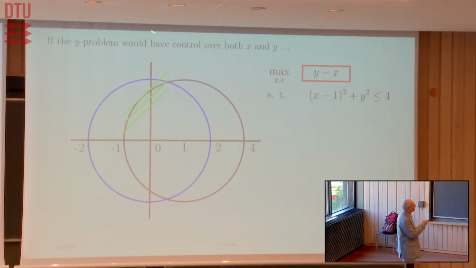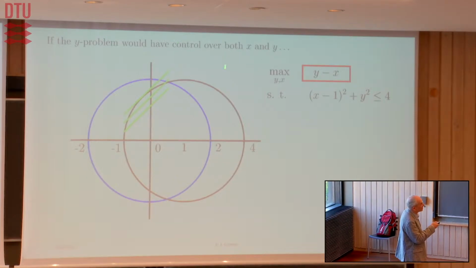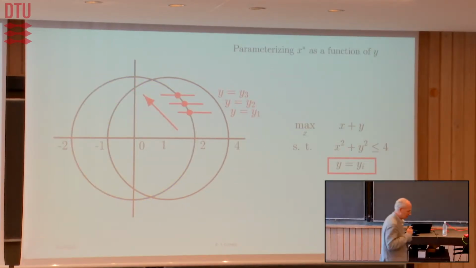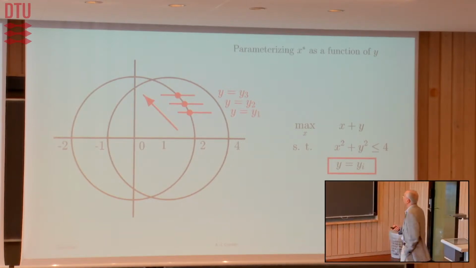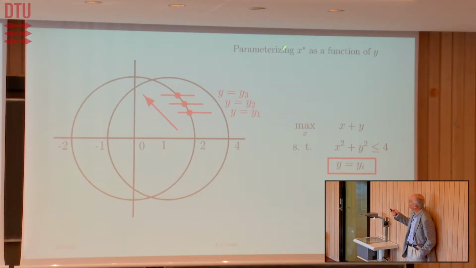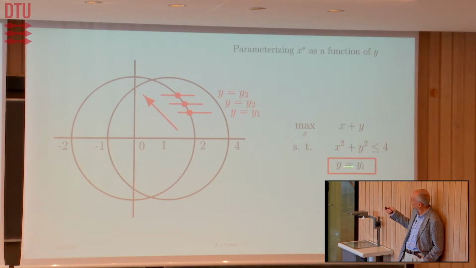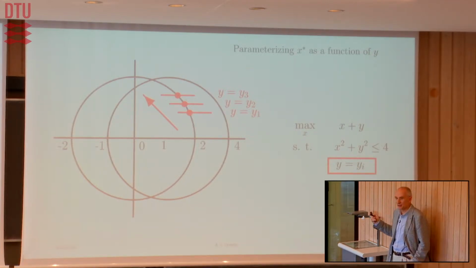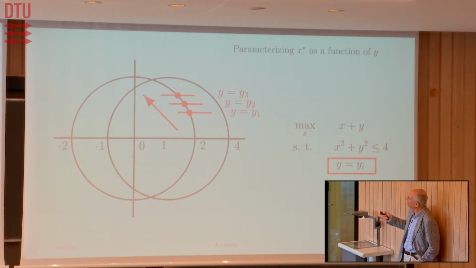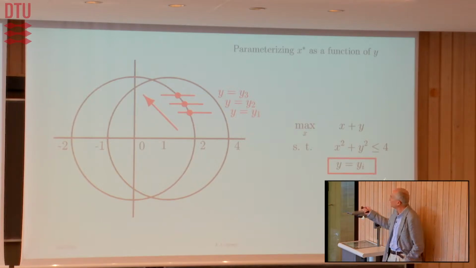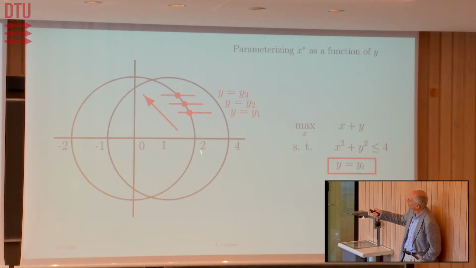So that will be the solution. But the y problem does not control x and the other way around. So let's go into a little more detail over here. Let's assume that we parameterize the solution of the x problem, the one on the left-hand side, and we want to get the solution for different values of y. That's a way to get the solution of this problem as a function of the decisions of the other problem. So the y problem fixes y, and then we optimize for this fixed y, and we want to look at all the possibilities in that direction.